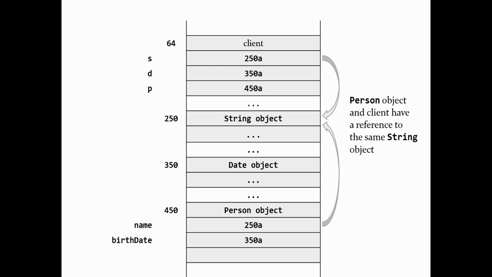Now, when you look inside the person object, there's a field called name, but that field just points to this string here. The person object also has a field called birth date, but that field just points to that date object there. So you've got the caller of the person constructor and you've got the person object, but between the two, there's only one string and one date. So the person object and the client have a reference to the same string, and the same date object.